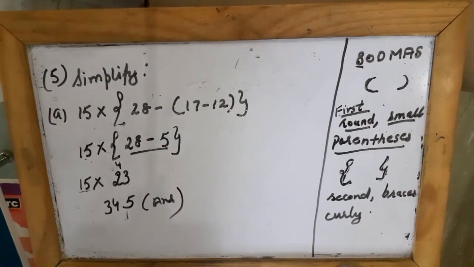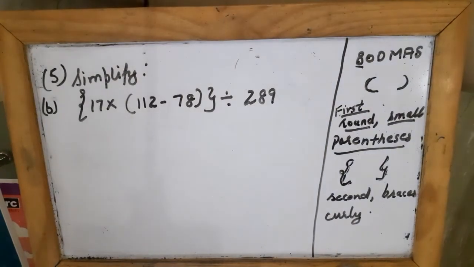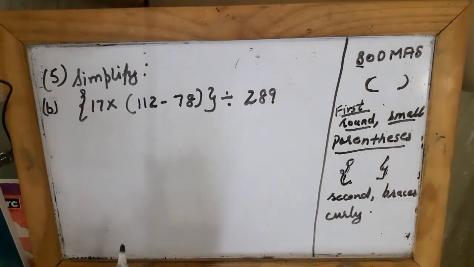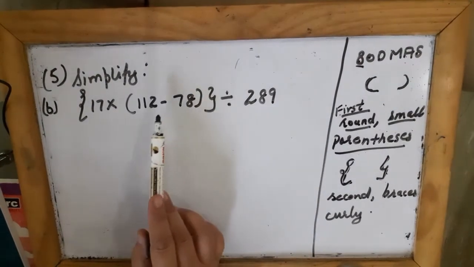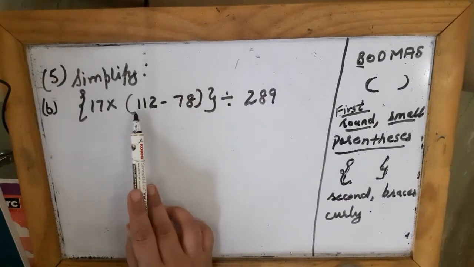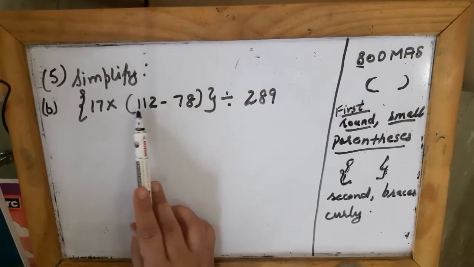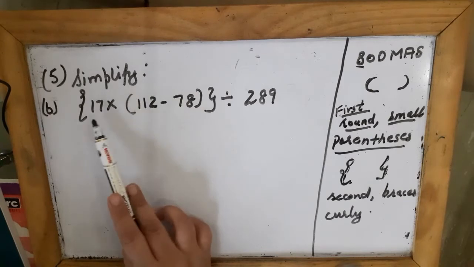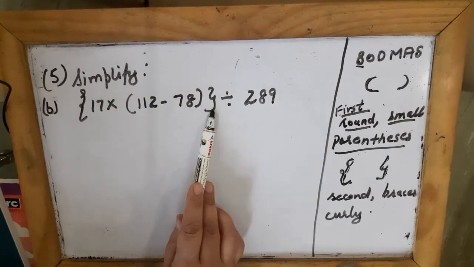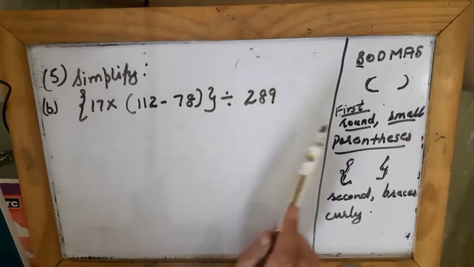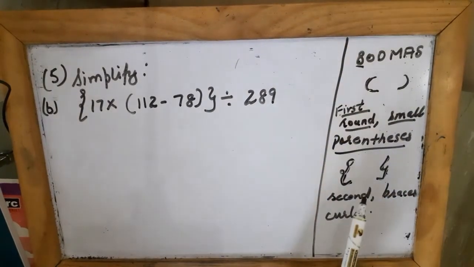345. To the B part of simplification, again you can see we are given brackets. So according to the BODMAS rule, I have to solve the brackets first. But in the bracket section also you can see you have two types of brackets. One is small bracket, the other is curly brackets. So according to the rule, which bracket I have to solve first? The small bracket, and then I have to solve the curly bracket.